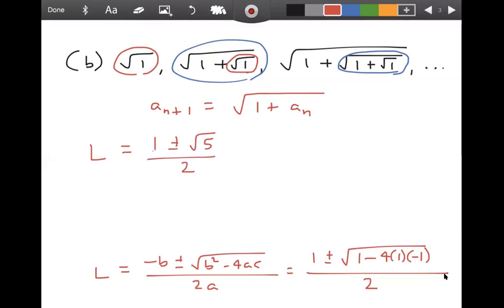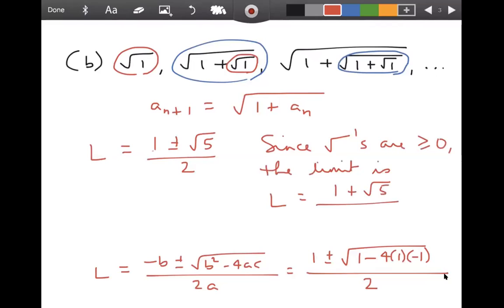But just like in the last example, I think it's pretty clear that L has to be a positive number, right? Well, for one thing, all of the terms of this sequence are square roots, and square roots are always positive. Since square roots are always greater than or equal to 0, the limit has to be 1 plus the square root of 5 over 2.